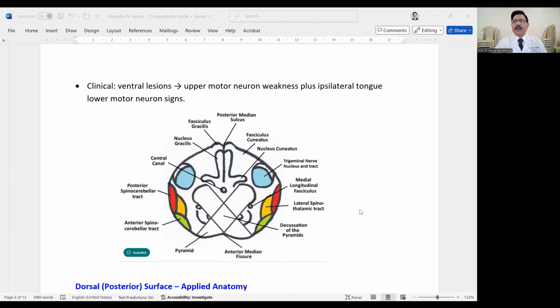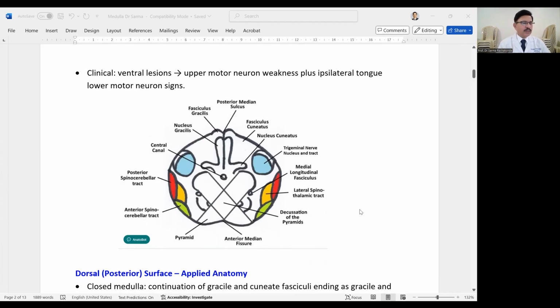In facial palsy, suppose there is facial palsy on this side, the face is drawn to the other side because of the unopposed action. Here, the unopposed action pushes the tongue towards the side of the lesion.